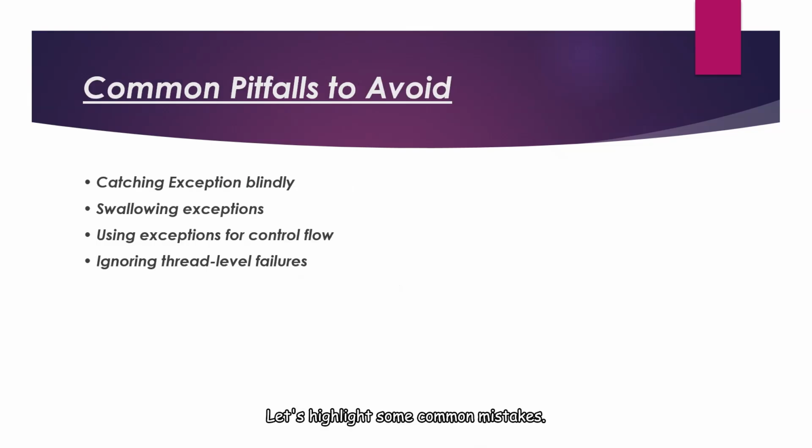Let's highlight some common mistakes. First, avoid catching Exception or Throwable unless absolutely necessary. It hides the true cause and makes debugging harder. Second, don't suppress exceptions silently. If an error happens and you don't log or report it, you are setting yourself up for disaster. Third, never use exceptions to control flow. It's inefficient and confusing. And finally, be mindful of thread level failures in concurrent systems. Just because your main thread is running doesn't mean background tasks are. Always have a strategy for thread exception propagation.